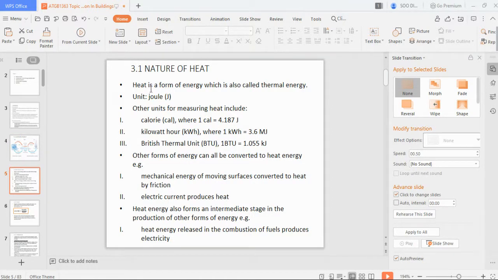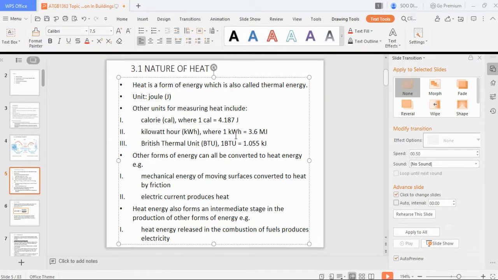Okay, so for the first characteristic of heat, we know that heat is a form of energy which is also called thermal energy. We learned about light and noise. Both of them are a byproduct of energy. You use energy, mostly electrical energy, to generate light, and we will also be able to use it to generate noise. Their unit is in joules, represented by a J.